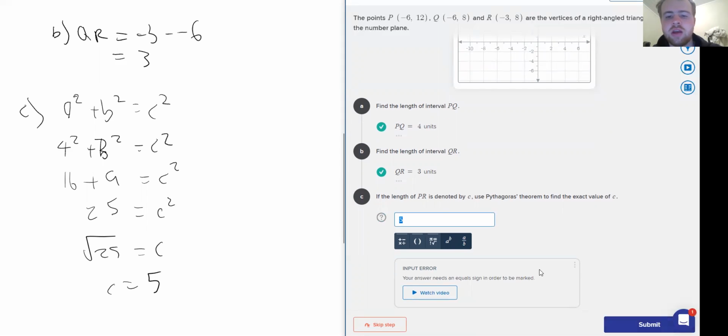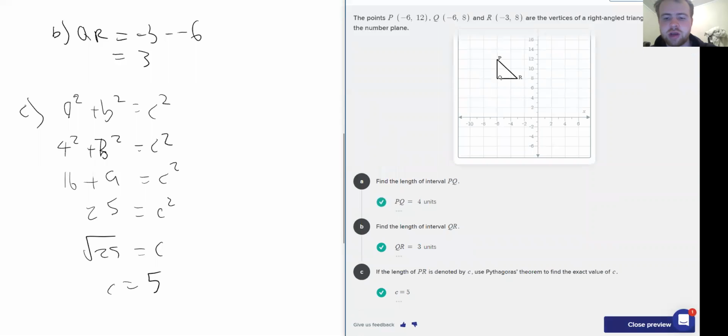Oh, sorry. This is a maths-based question. It says find the exact value of C. If we just put in 5, we need to specify what 5 is. So we're going to go C equals 5. Submit. Great. You can see the little error note underneath said there needs to be an equal sign. So sometimes maths-based gives you a clue of how to input it.